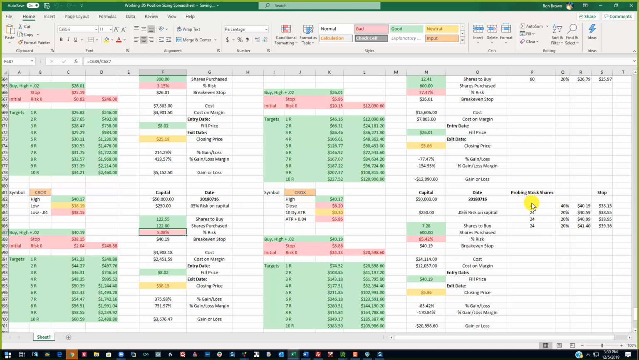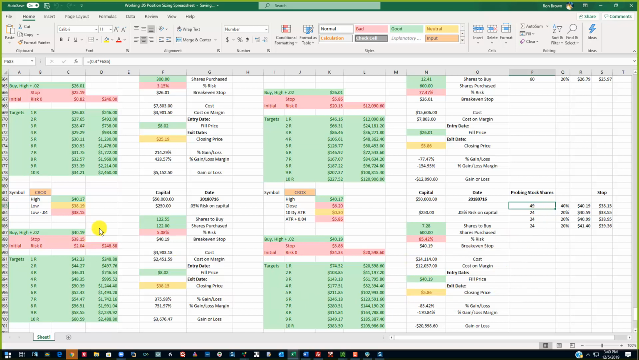If you're doing the probing shares, 40% of this trade over here, you could only buy 49 stocks, and then the additional buys would be at these levels. You can see it goes progressively up, and then I would move the stops up as these positions get filled. If they don't get filled, then I'm only owning 49 shares.